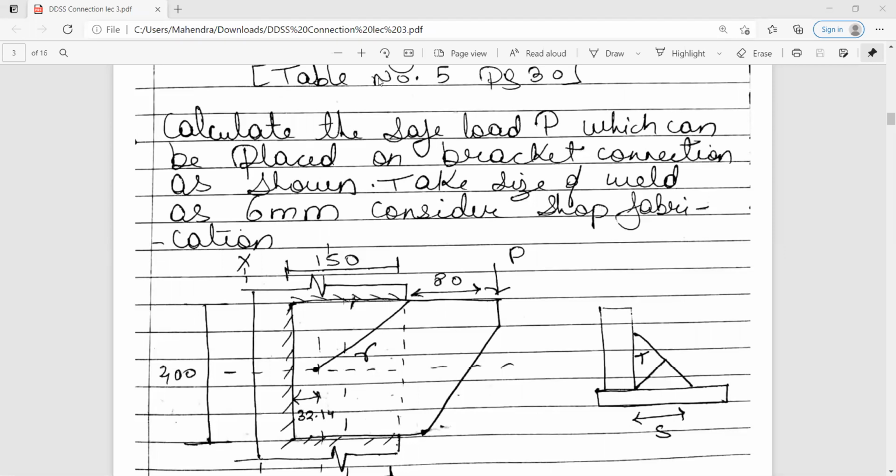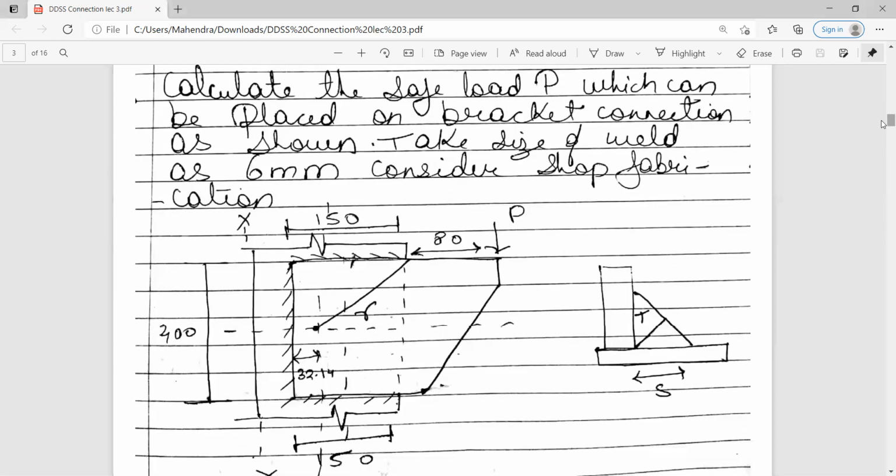Yes ma'am, please explain the question diagram once. Yes. So in this particular sum, you have to calculate the safe load P which can be placed on a bracket connection as shown in the figure, and take the size of the weld as 6 mm and consider the shop fabrication. Here they have used the shop fabrication. As you can see over here, they have given two bracket connections, and they have given you the size.